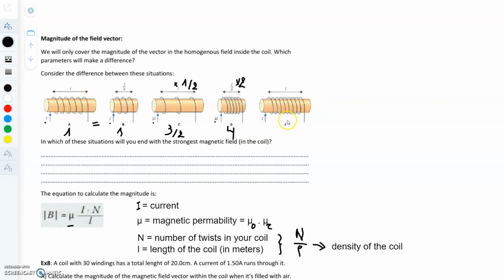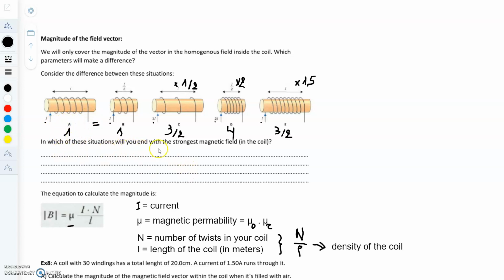And if we look at situation E, we can count 9 twists in this coil, meaning you've got 1.5 times the number of twists in a length unit. The density is 1.5 times greater than situation A, and you've got the same current running through it. So also this one will have 1.5 times as strong a field as situation A.